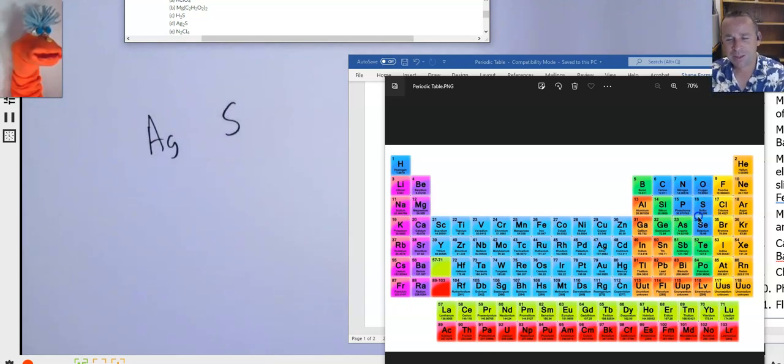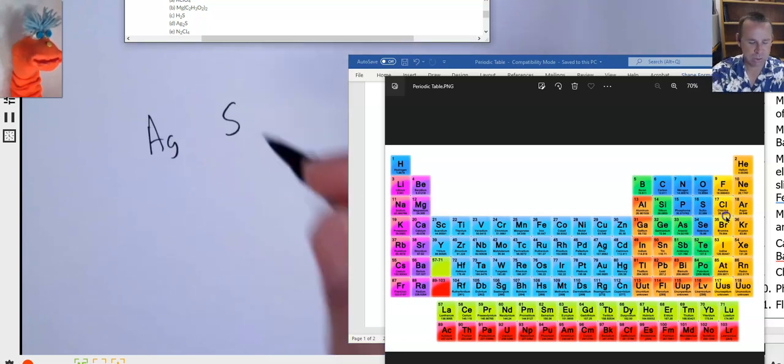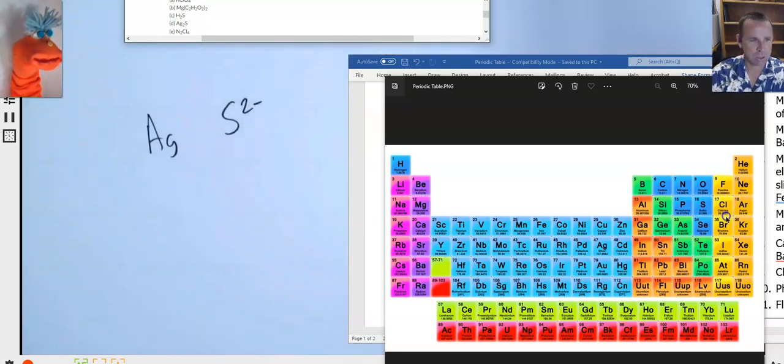Sulfur, on the other hand, is a representative element, and we can tell based on its location what it's going to do in ionic compounds. It has 16 electrons as a neutral atom, and it's going to want to get 18. That's right. It's going to want to get 18 to have a noble gas electron configuration. So it's going to gain 2 electrons. So that's a 2 minus charge there.